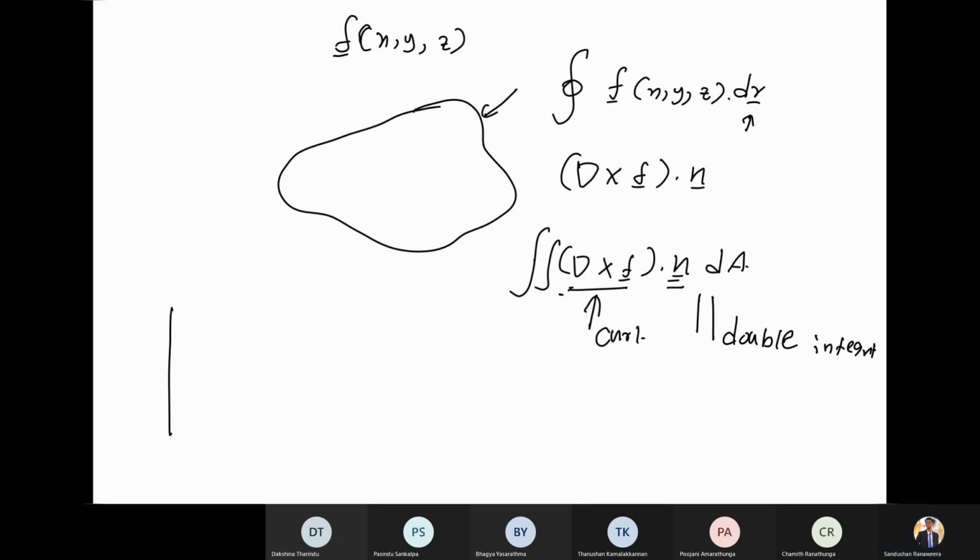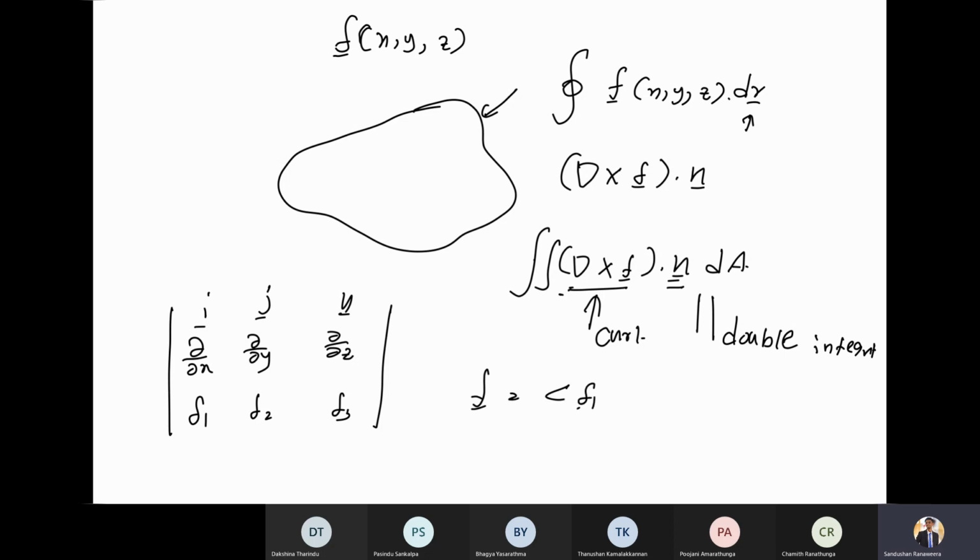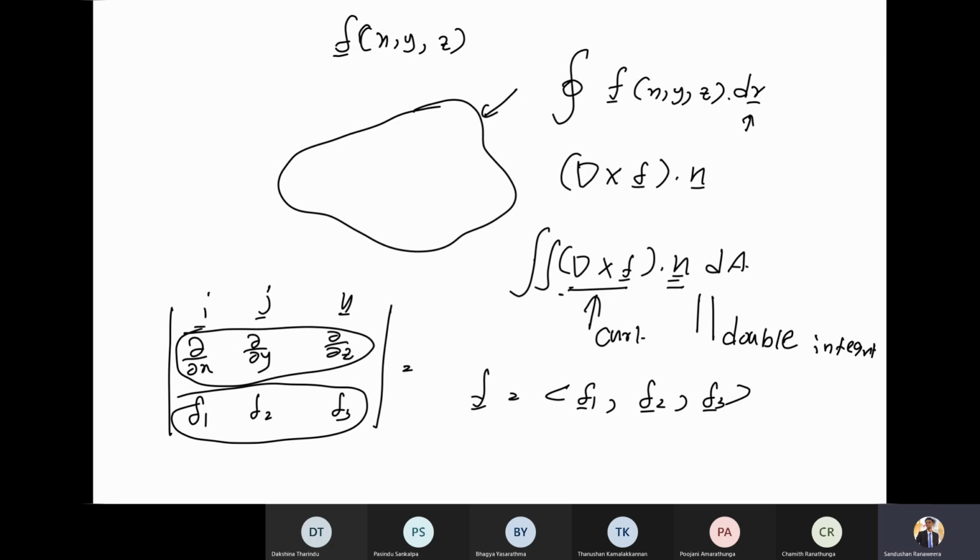Curl is nothing but the determinant with i, j, k in the first row, then del over del x, del over del y, del over del z, and then F1, F2, F3. It means you can represent your vector valued function by its component along the x-axis, y-axis and z-axis. You treat your gradient as a vector like this, represent your function as a vector like this, and then perform the normal cross product between the gradient and your vector valued function.